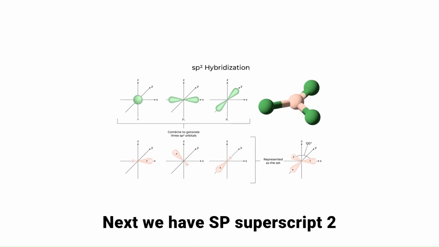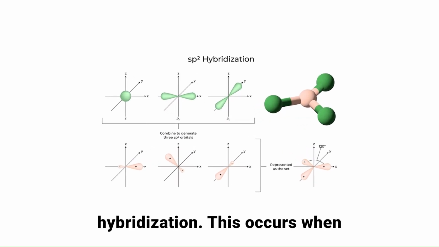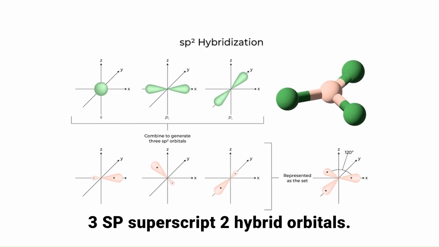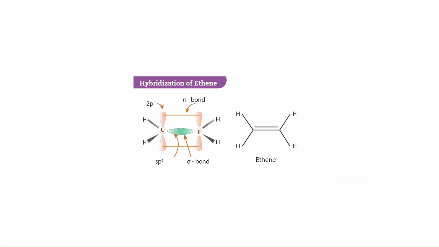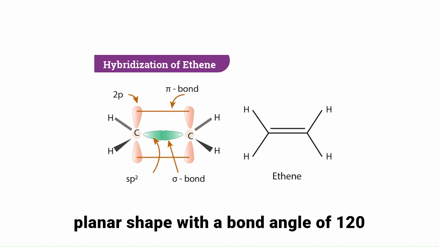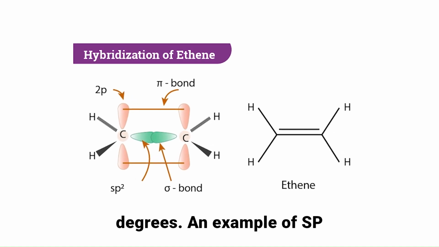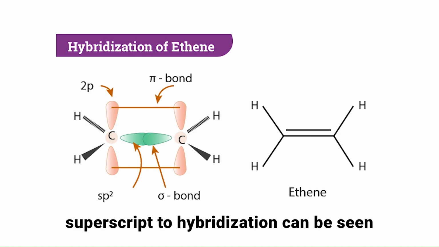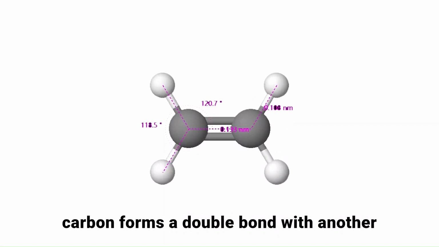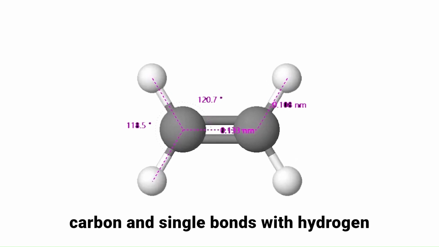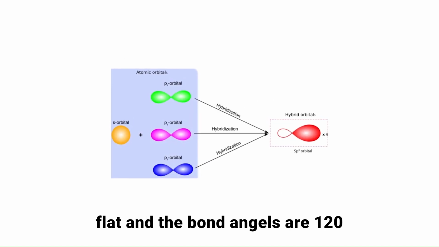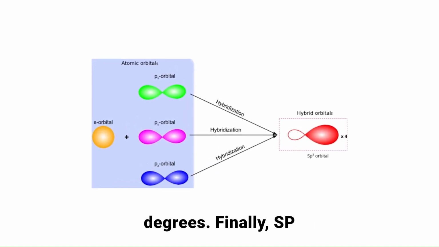Next, we have sp² hybridization. This occurs when one s orbital mixes with two p orbitals to form three sp² hybrid orbitals. These orbitals are arranged in a trigonal planar shape, with a bond angle of 120 degrees. An example of sp² hybridization can be seen in molecules like ethene, C₂H₄, where each carbon forms a double bond with another carbon and single bonds with hydrogen atoms. The shape of the molecule is flat, and the bond angles are 120 degrees.